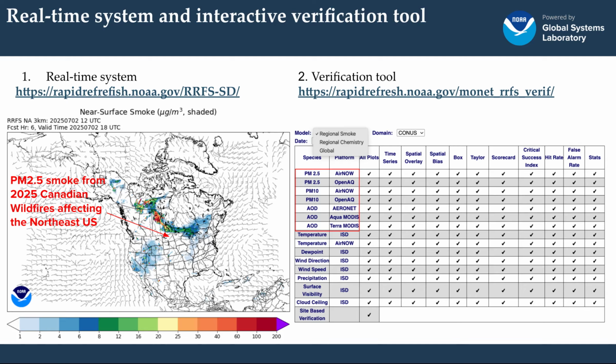We use different data sources for PM2.5 and AOD. For instance, we have AERONET, MODIS, Aqua and Terra for AOD. So here is the web page if you are interested or curious to see how the model compares with the observations. And also this model is scheduled for operational implementation in 2026.